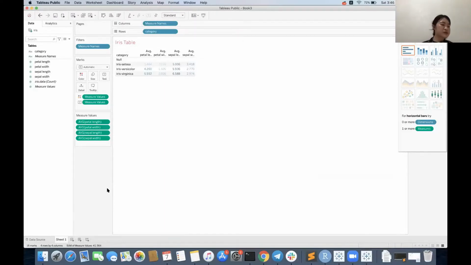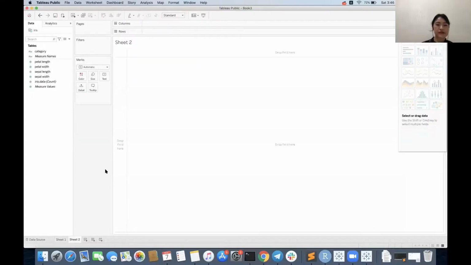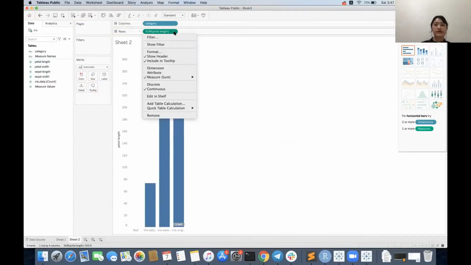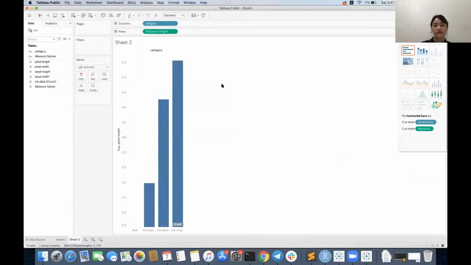And then how to build a bar chart. You just need to click the worksheet to get the new worksheet. Again, we just put the category into columns. And then if I want to see the average of petal length in the bar chart, I can pull the petal length into rows, and then I just change the sum to average. So it is much easier than building a table, right? The bar chart, I think it is the easiest in Tableau.